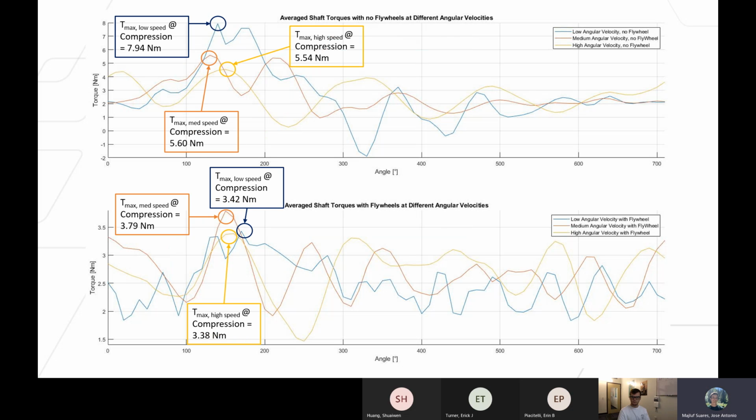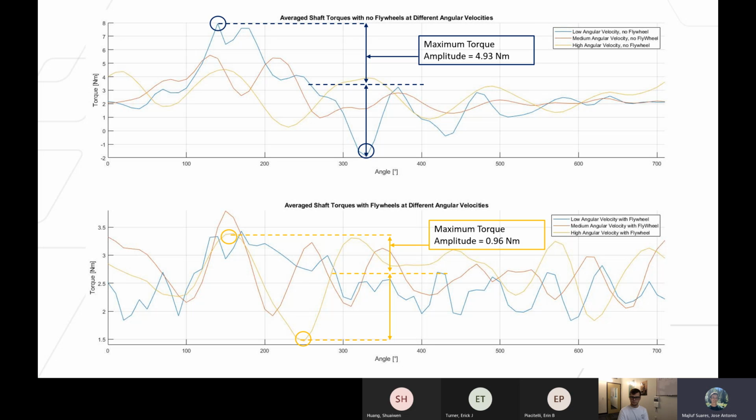When the engine was run without flywheels, the maximum torque supplied by the motor to the engine's shaft was 7.94 Newton meters. On the other hand, when the engine was run with all three flywheels, the maximum torque achieved was only 3.42 Newton meters. That is 56.9% lower.